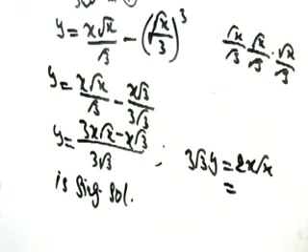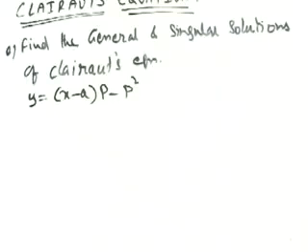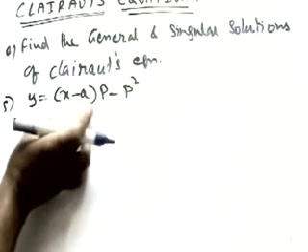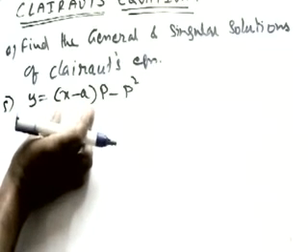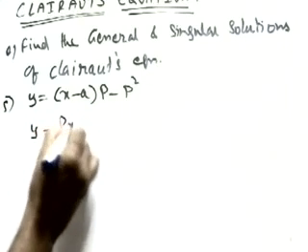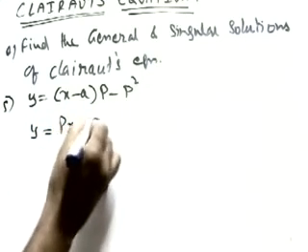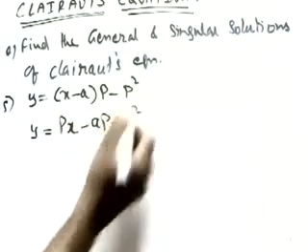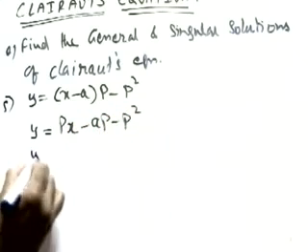So let me do a few more questions on this method. Now see the next question. Find the general and singular solutions of the Clairaut's equation. You see here, just change this. After just changing it, it will become a Clairaut's equation. y equals, multiplying x into p will be px minus a into p, ap minus p square.